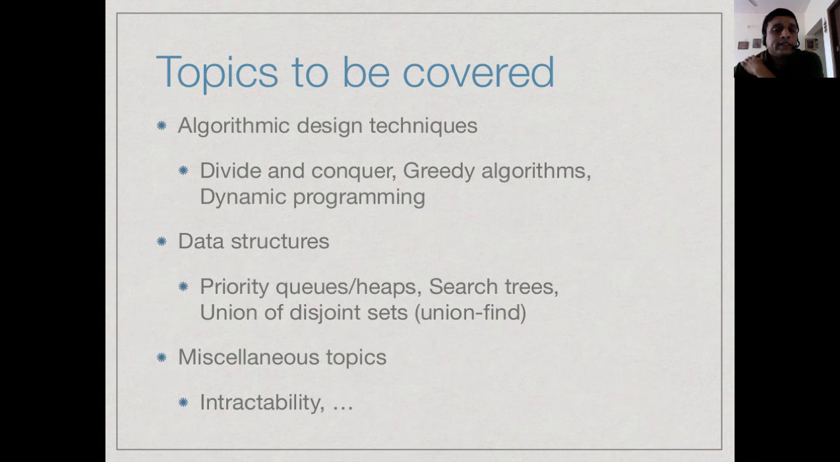Among the data structures that we will encounter in this course are priority queues, which are often implemented through heaps. We will look at binary search trees, which are efficient ways of maintaining information in a sorted order dynamically as information comes and goes. And we will look at a very useful data structure to maintain a partition of a set into a disjoint collection of subsets, the so-called union find algorithm.